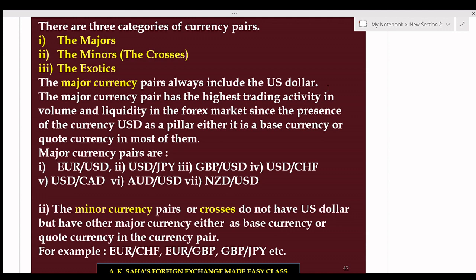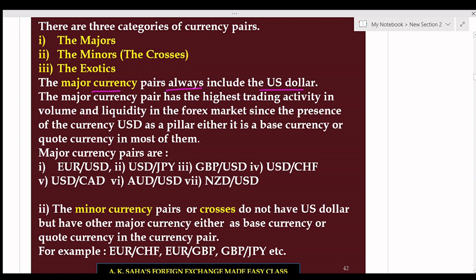Today is the third session. Last day I discussed currency and currency pairs. Today it will be continued. There are four categories of currency pairs: the major, the minor, the crosses, and the exotic. The major currency pairs always include the US dollar.